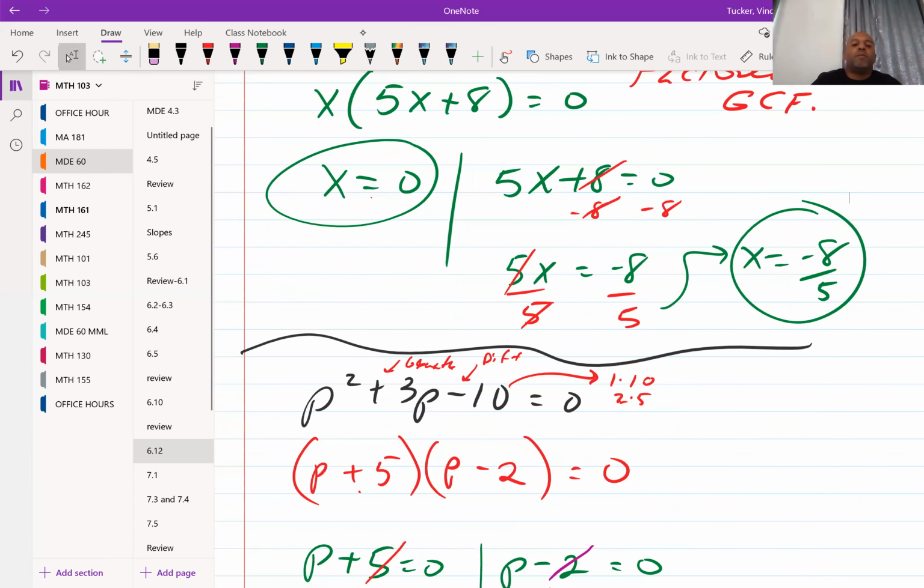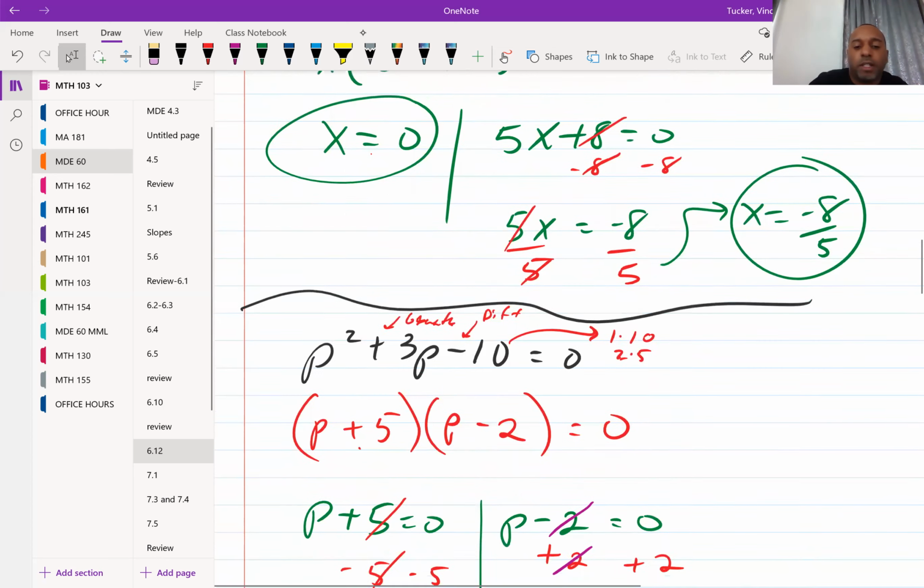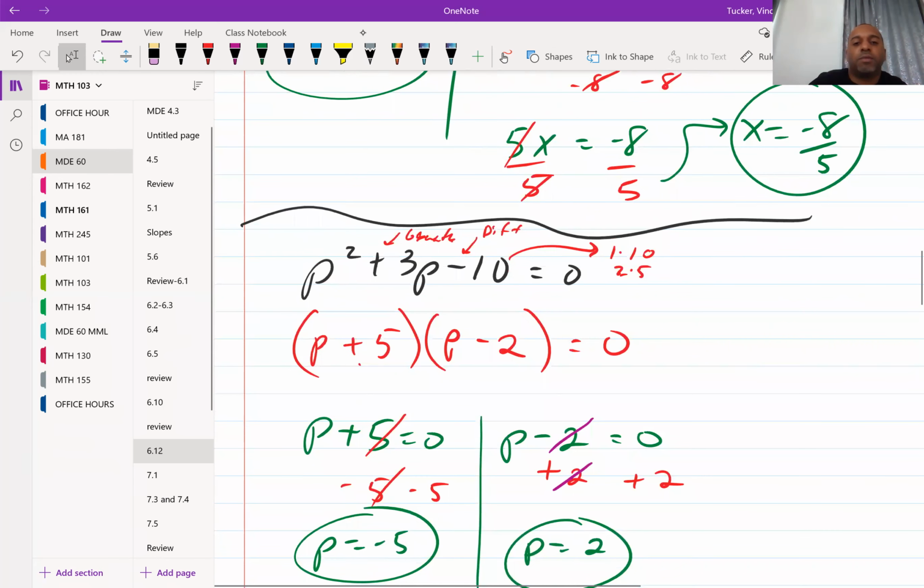All right, next one, p squared plus 3p minus 10, once again, equal to 0. Always check first, is one side equal to 0? If not, then you want to take it over. I think I got one like that. Hold on. Yeah, I think that's the next one.